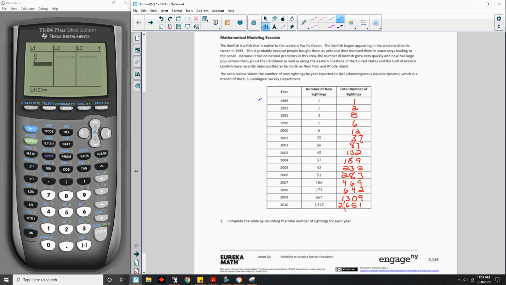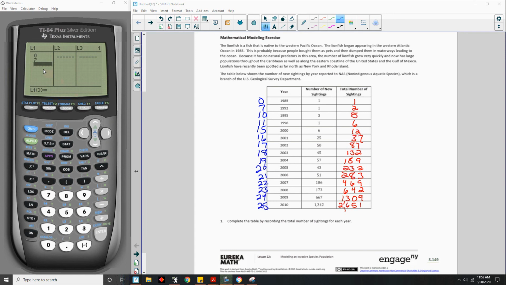So if 1985 was year 0, 86, 87, 88, 89, 90, 91, 92 is 7 years later. That's year 7. 85 to 95 is 10 years. To 96 is 11. 2000 is 15 years. 2001 would be 16 years since 85. You get the idea? 17, 18, 19, 20, 21, 22, 23, 24, and 25 years since 1985.